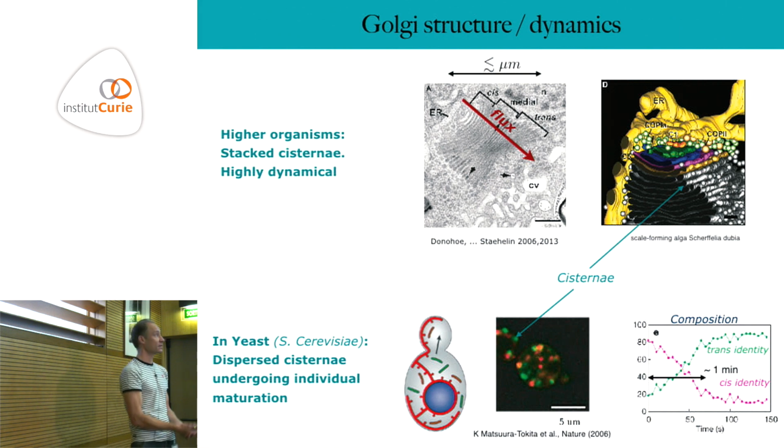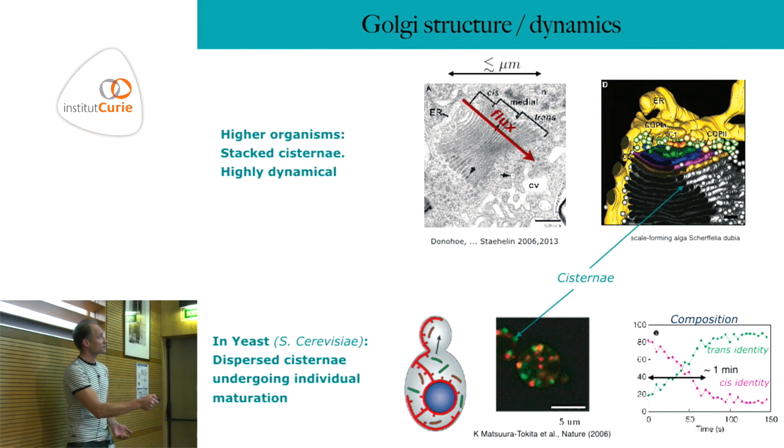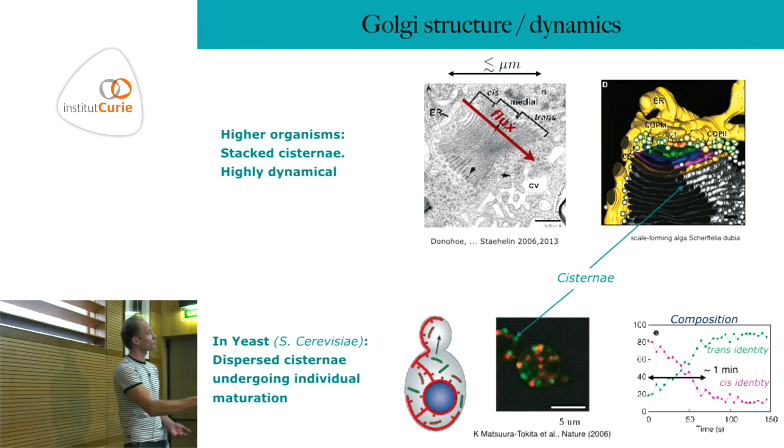So there's no stacking, and it's not clear that there is an exchange between these bags. Well, here it's believed that the bags themselves exchange components. And here, since they are dispersed, you can actually follow one of those cisternae over time. And you can see that one cisterna goes from a color which is a signature of an early identity to a color which is a signature of a late identity.